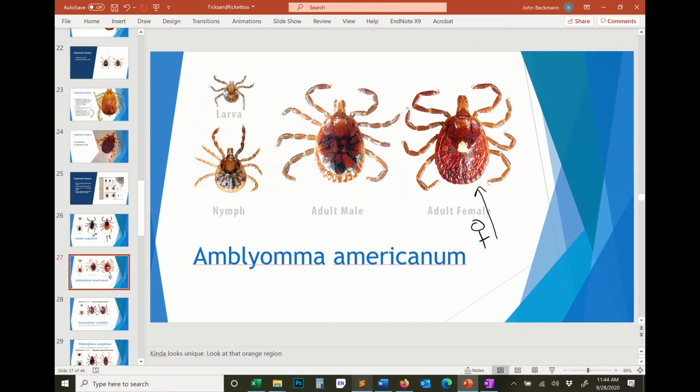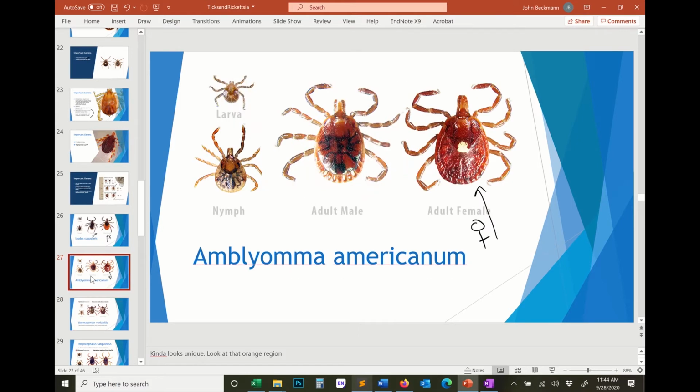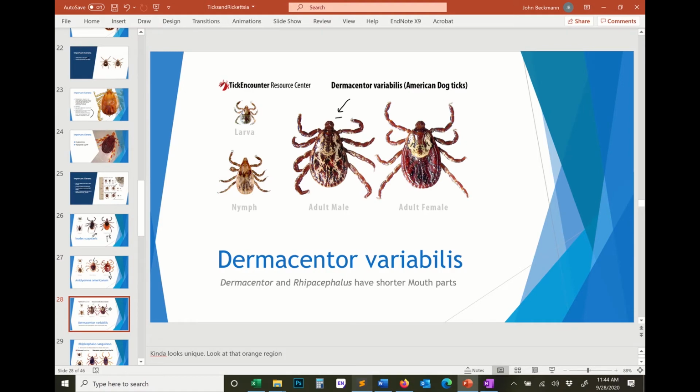And then this is where you can get them confused. This male kind of looks like a Dermacentor. But again, you look at their mouthparts. In Amblyomma, the mouthparts are longer. And if you look at Dermacentor, their mouthparts are shorter. So very easy to tell. Anything else unique about this? You can see here clearly that the larvae have 6 legs, whereas everything else has 8 legs.